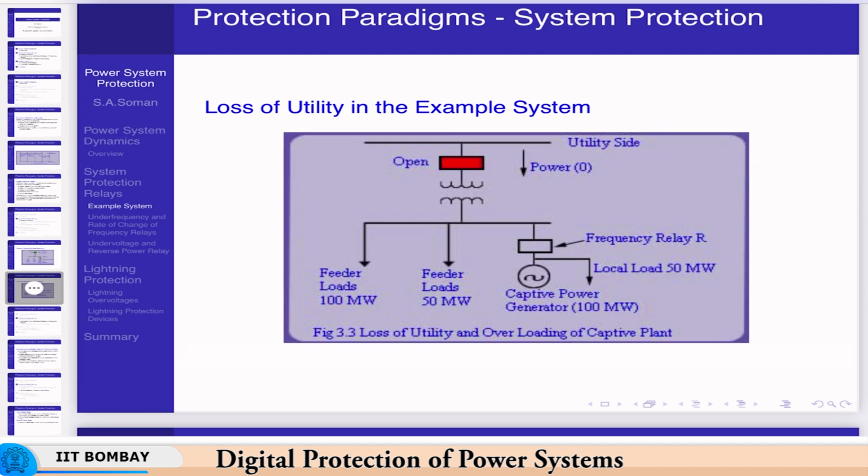Here this frequency relay R will trip, and the generator here, 100 megawatts, can comfortably supply that 50 megawatts. There will be some control action required by its governor, of course. If the other 50 megawatts were also to be brought in circuit, then that 100 megawatt generator will supply 100 megawatts, and stability will not be an issue. So this is one kind of system.